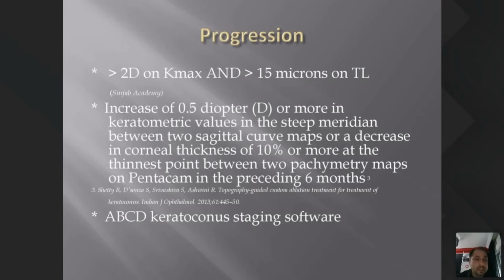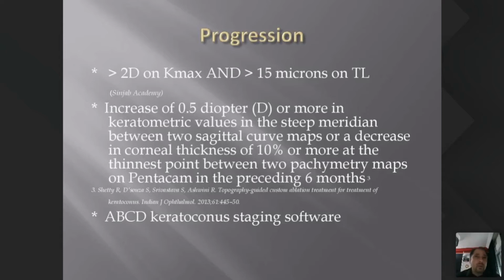Another definition that came out from the Ashiwari group in 2013, they defined progression as an increase of half a diopter or more on the steep meridian in 2 sagittal curvature maps and a 10% decrease on the thinnest point. And that's with topographies 6 months apart. So again, this is another definition of progression of keratoconus.